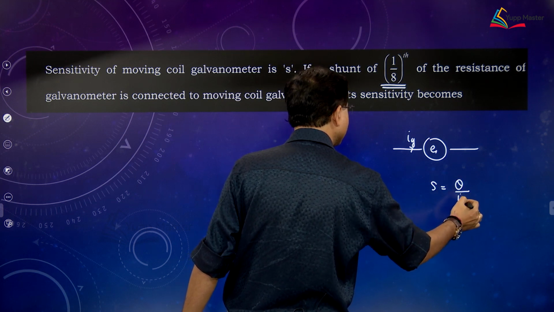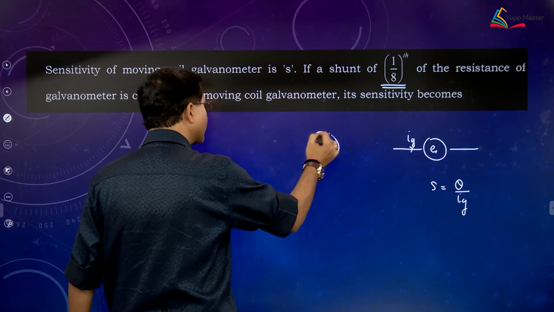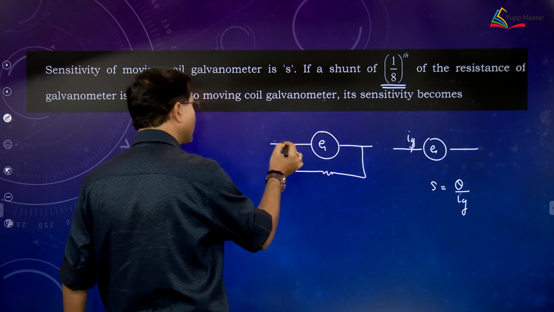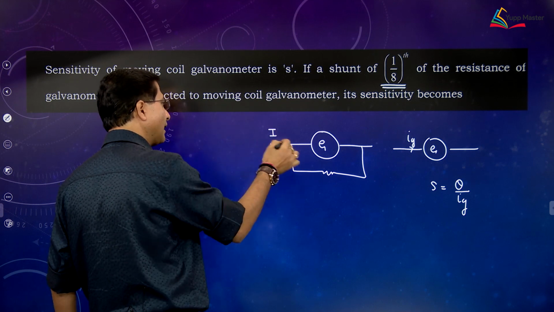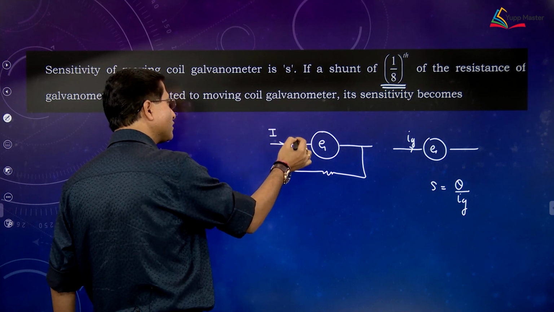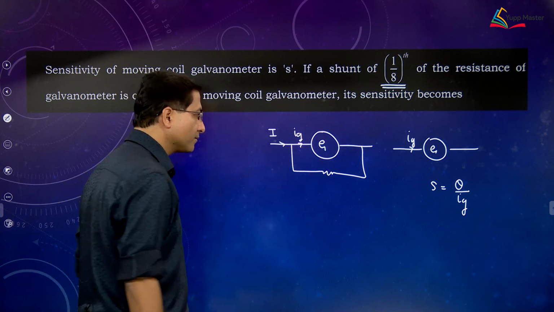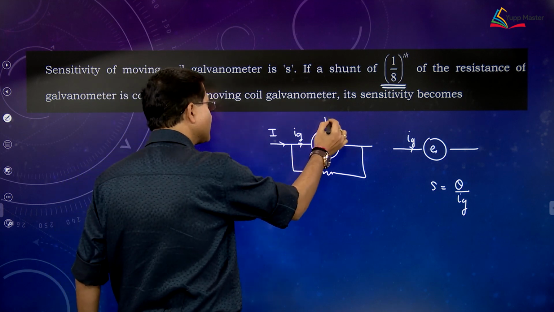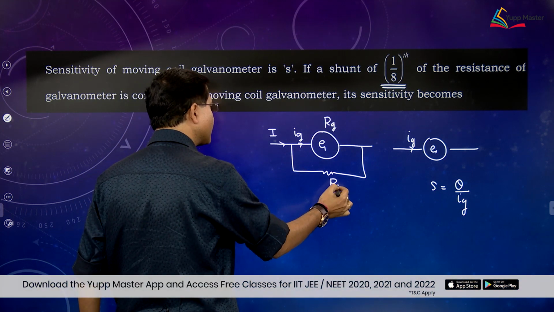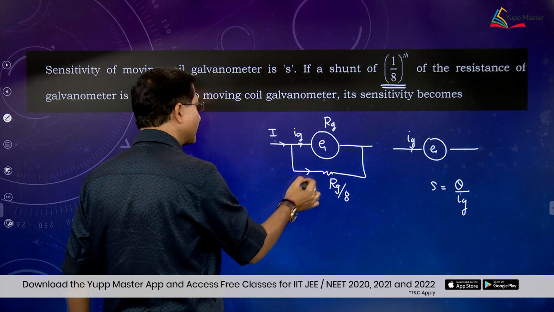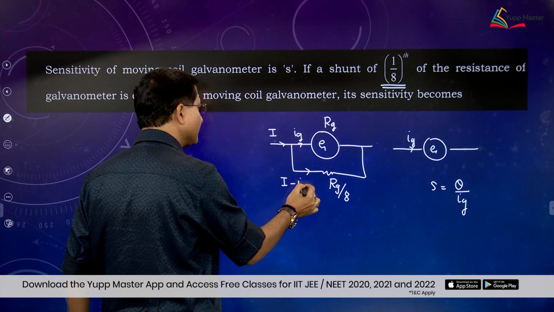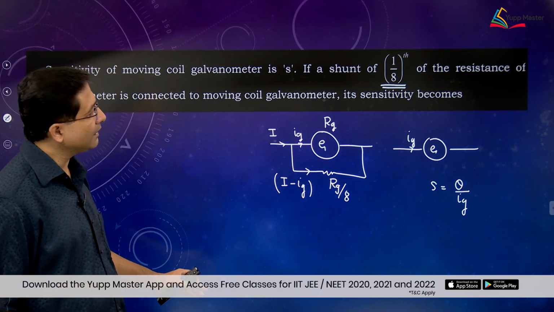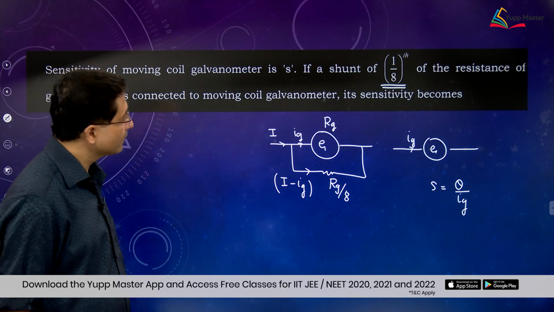theta divided by Ig, but once you connect one resistor in parallel, then this current I, what should be the value of I so that here we have maximum deflection. So for maximum deflection this current has to be Ig, right? It is given that the resistance of this one is Rg, then the resistance of this one is Rg by 8. So the current here will be I minus Ig, and I can write that this potential difference is equal to this potential difference. With the help of that I can find out the new sensitivity.